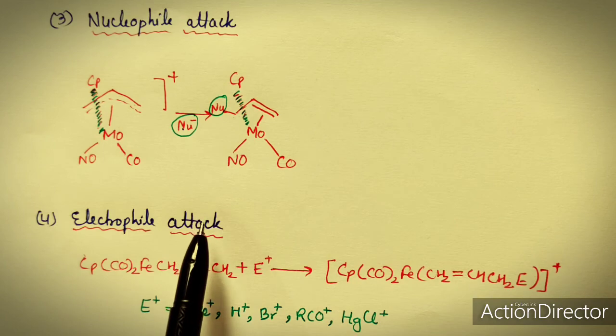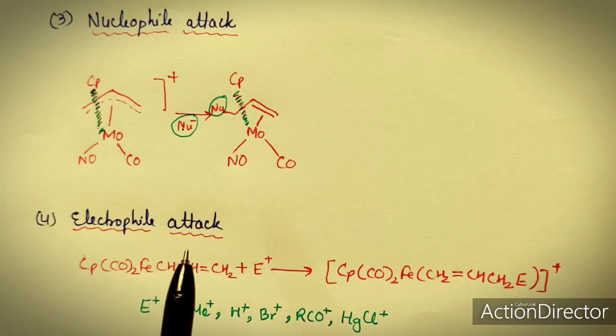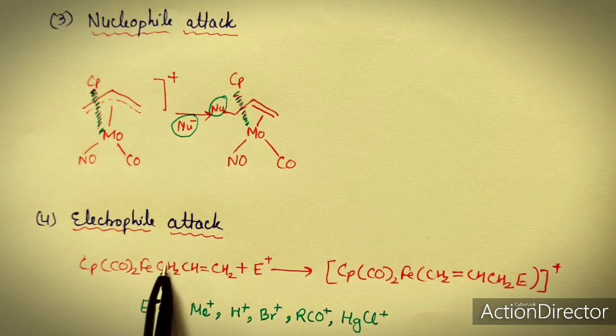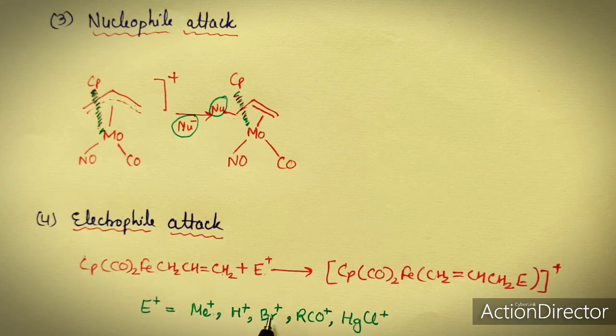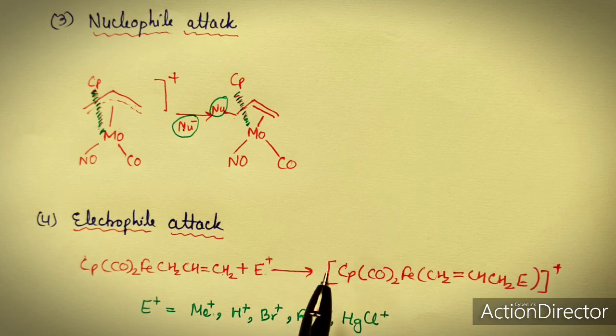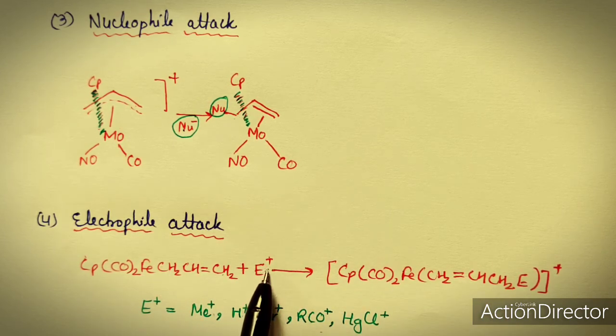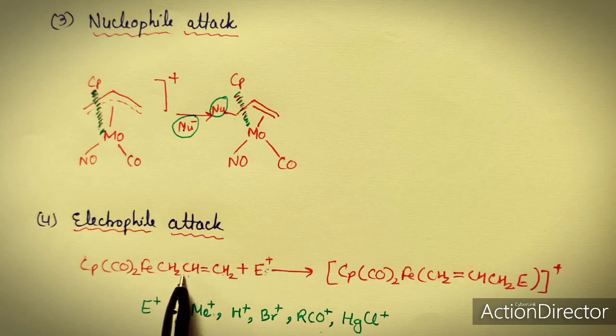Then electrophilic attack. So electrophiles also attack on the metal allylic complex, on one of the carbons of the allylic group. So the electrophile may be methyl, hydrogen, bromine, or these are the electrophiles, and this is the electrophilic attack of an electrophile on this allylic group of the metal allylic complex.